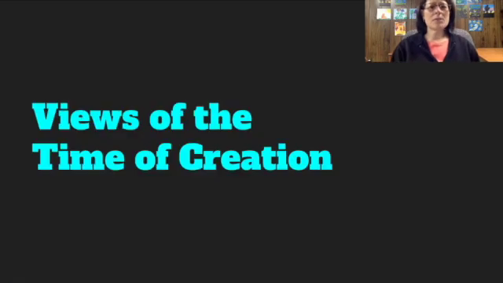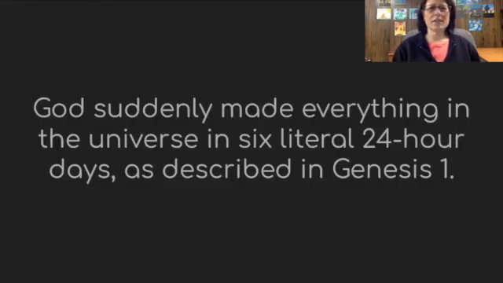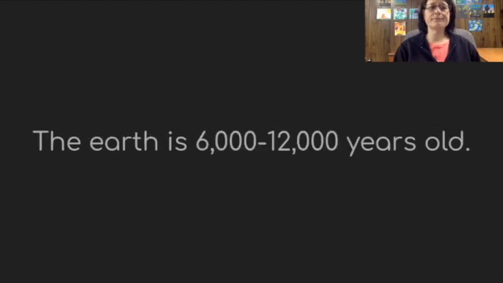Now, there are a couple of views of the time of creation. And those two views are the young earth creationist and the old earth creationist. The young earth creationists say that God suddenly made everything in the universe in 6 literal 24-hour days as described in Genesis 1. So their basis for creation of the universe is the Bible.